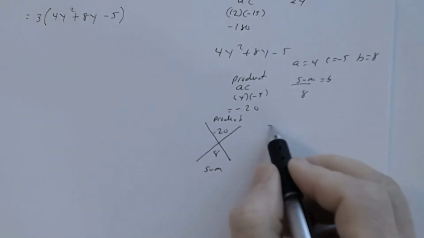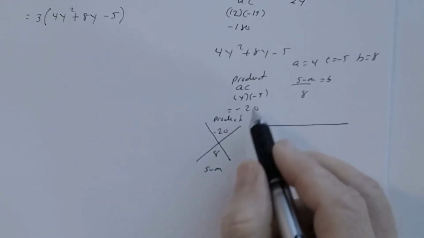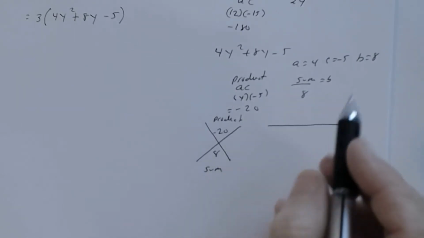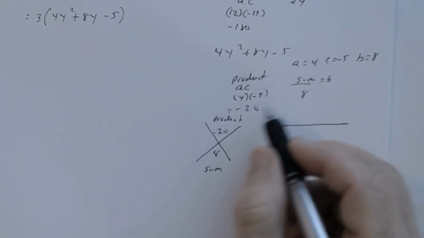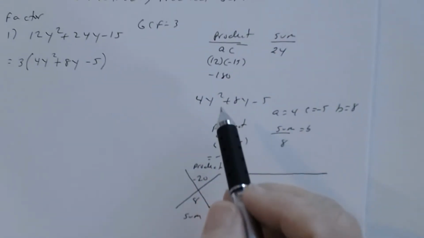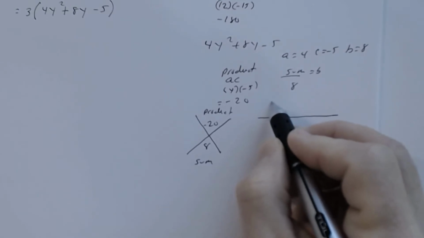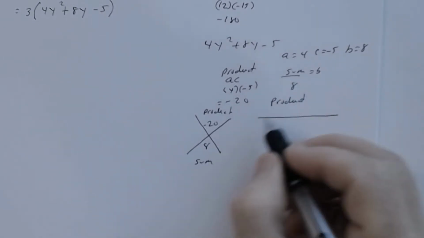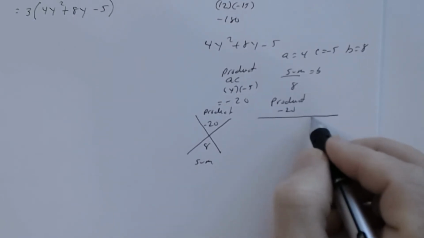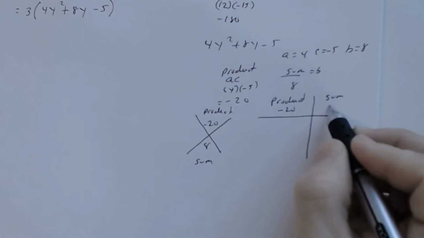Then we also used a table format, and this helped in situations where these two weren't easy to deal with. In this case it is easy, but there are situations where it won't be, like something like this. So we want to find two numbers whose product is negative 20, and whose sum is 8.